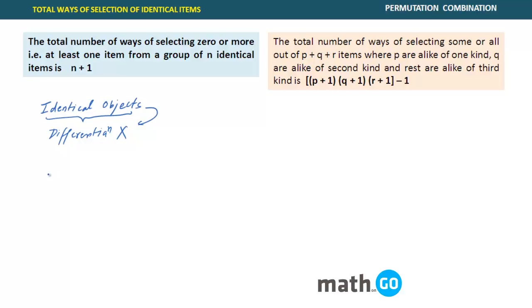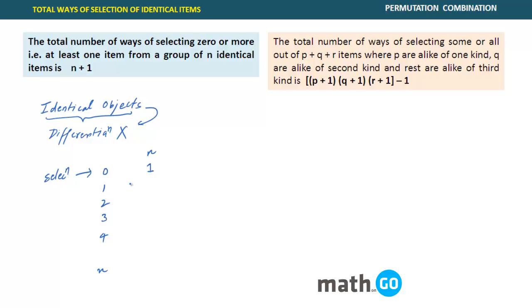For example, again we'll go for selection first. Selection could be 0 selection, 1, 2, 3, 4, and you can select all of them. So out of n identical items, if you want to select 0, in how many ways can you do so? Only one way. That means you didn't select anything. The only way to select nothing is to not select.